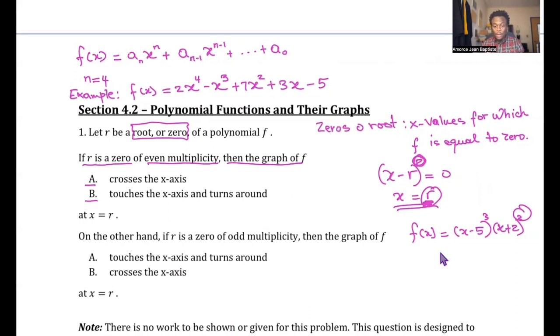Well, we need to remember, when you have x equals r, that means this is a value at which the graph crosses or touches the x-axis. But if the multiplicity is even, you're going to have a certain effect. And when the multiplicity is odd, you have a different effect on the graph. Now, even multiplicity is what we want to talk about first, when the graph touches and turns around.